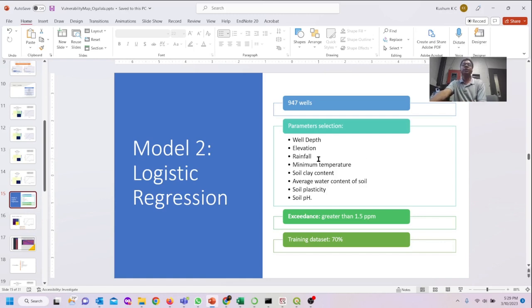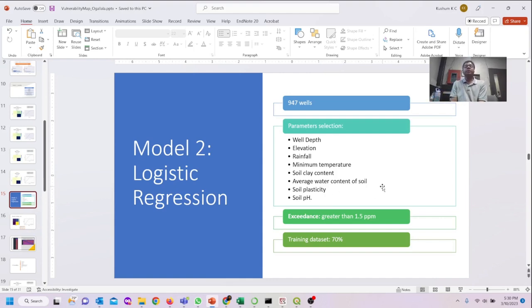We use rainfall because rainfall causes the surface water that is contaminated with fluoride to reach the aquifer, and we use the minimum temperature because temperature is related to the underground fluoride bearing rocks, and soil clay content is related to the water retention property of soil. Average water content is also useful to supply similar information, but to a different degree. And also soil plasticity was used. A high level of pH actually accelerates the dissolution of the fluoride bearing rocks underground.